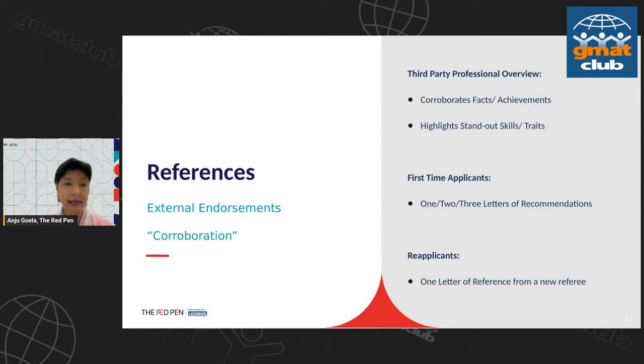If you are a reapplicant, by and large, you are only required to submit 1 letter of recommendation, okay, from a new referee, not from somebody you've submitted a recommendation from already.